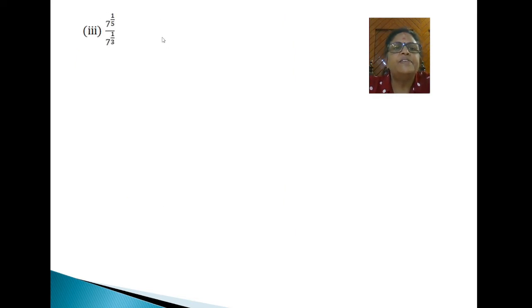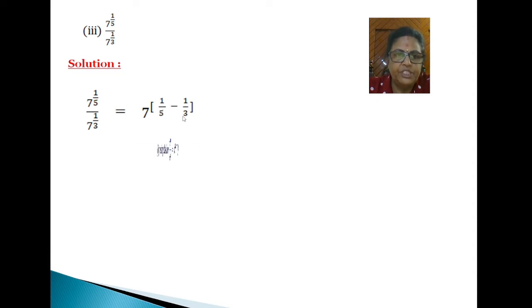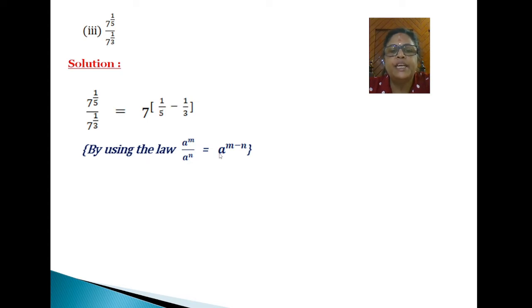Next one, 7 raised to 1 by 5 divided by 7 raised to 1 by 3. So a raised to m divided by a raised to n is a raised to m minus n. So here 7 raised to 1 by 5 minus 1 by 3. Which law did we use? A raised to m divided by a raised to n is equal to a raised to m minus n.